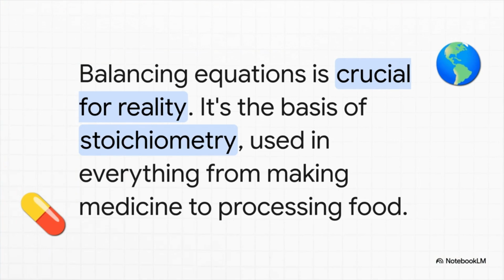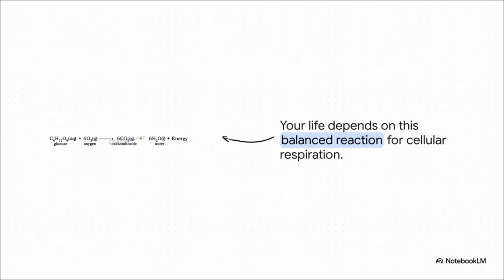See, knowing the correct ratio of reactants to products, this field is called stoichiometry, is absolutely essential for pretty much every chemical process you can imagine. If you want to manufacture a medicine, produce fertilizer, or even process food, scientists need to use balanced equations to figure out the exact amounts of ingredients to use. It's literally the recipe for reality.